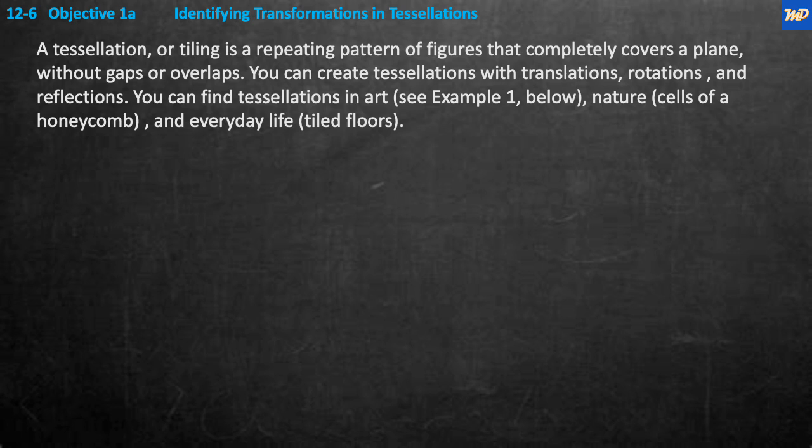Objective 1. Identifying transformations in tessellations. A tessellation, or tiling, is a repeating pattern of figures that completely covers a plane without gaps or overlaps. You can create tessellations with translations, rotations, and reflections. You can find tessellations in art, which you can see in example 1 below. There will be a picture of one of them. In nature, cells of a honeycomb are tessellations, and in everyday life, tiled floors.